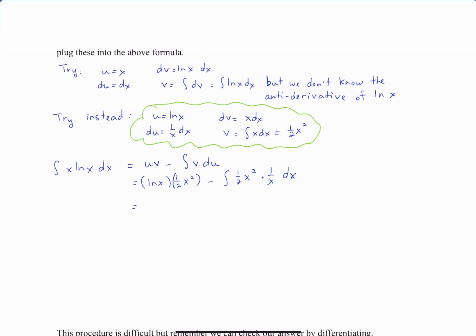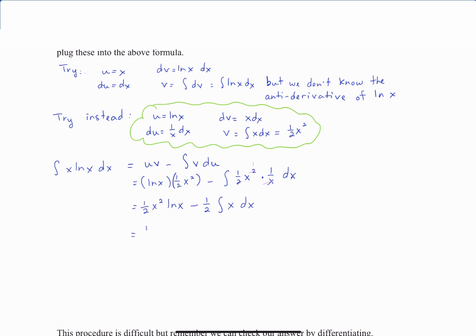Let me clean up this stuff that's sitting off to the front here. I'm going to write that as 1/2 x squared ln of x minus, and for the integral, that 1/2 can come out front, and I can do some simplifying too. The x in the denominator will cancel one of the x's in the x squared, leaving me just an x dx.